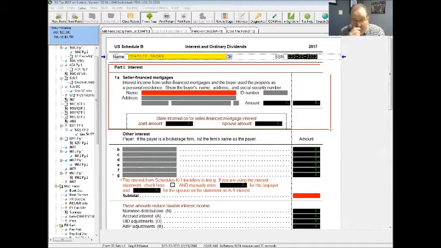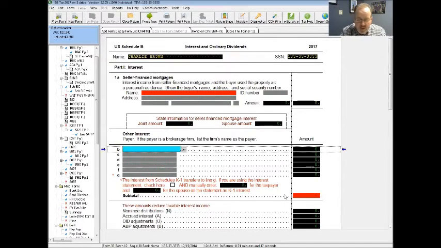I do see sometimes where people want to put the mortgage interest that they pay here. That's not right. This is an income section, so we want to make sure of that. But what I'm saying is right here, for that other interest, we're going to click in there.